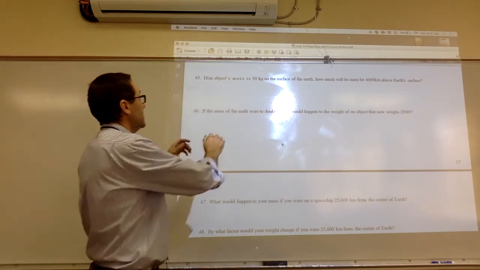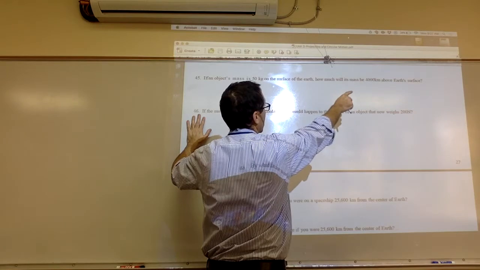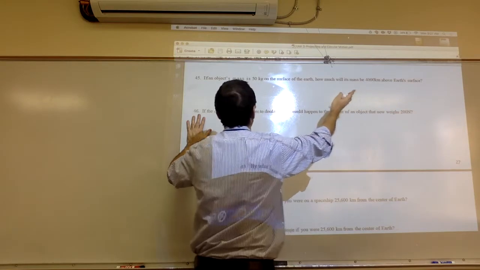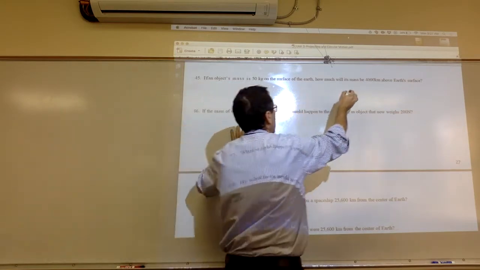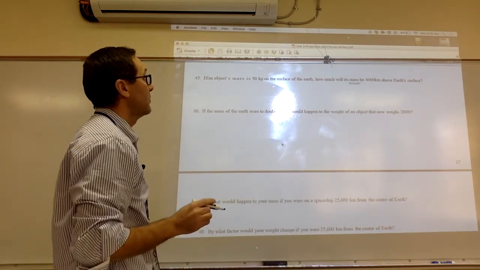If an object's mass is 50 kilograms on the surface of the Earth, how much will its mass be 400 kilometers above the Earth's surface? Well, I really don't care because it's asking me about the mass of it. So the mass is not going to change. So don't confuse mass and weight.